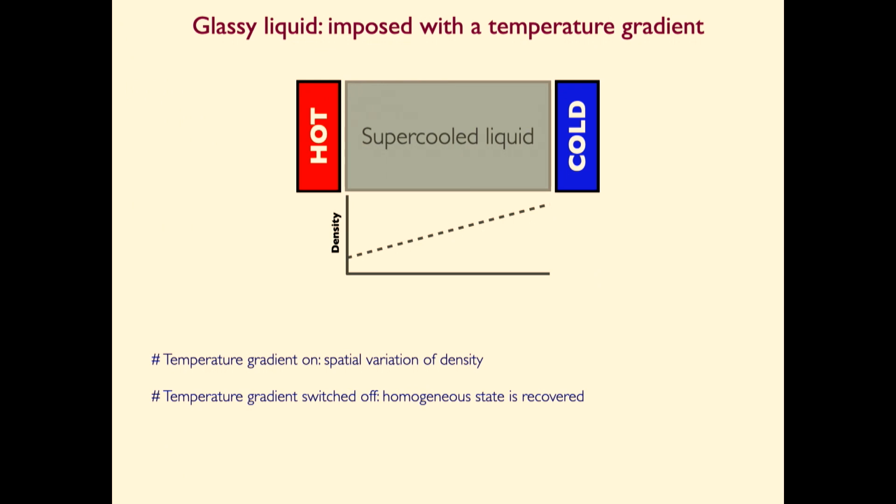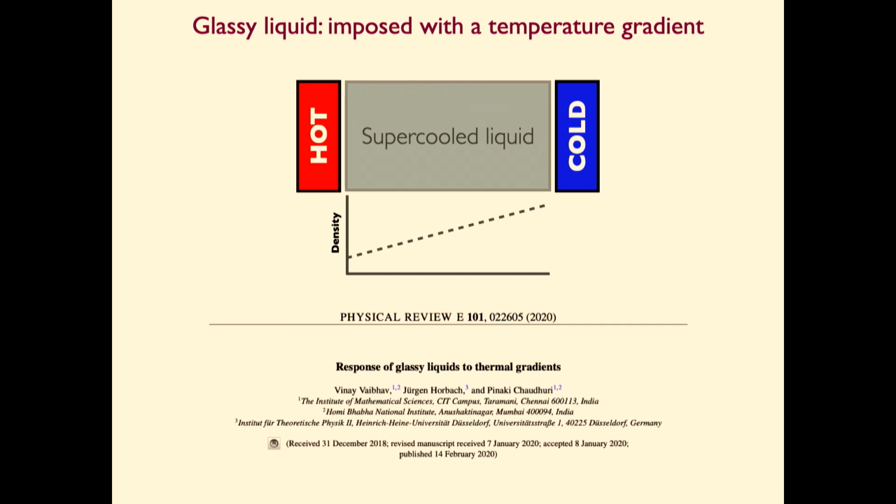But the interesting thing happens in the context of glass, which I'll tell you. But in the supercooled liquid, if you remove this temperature gradient, this inhomogeneity in terms of density or other quantities that you have got recovers to again the homogeneous state. For example, the density will become flat. This thing we have studied in detail in this particular paper.